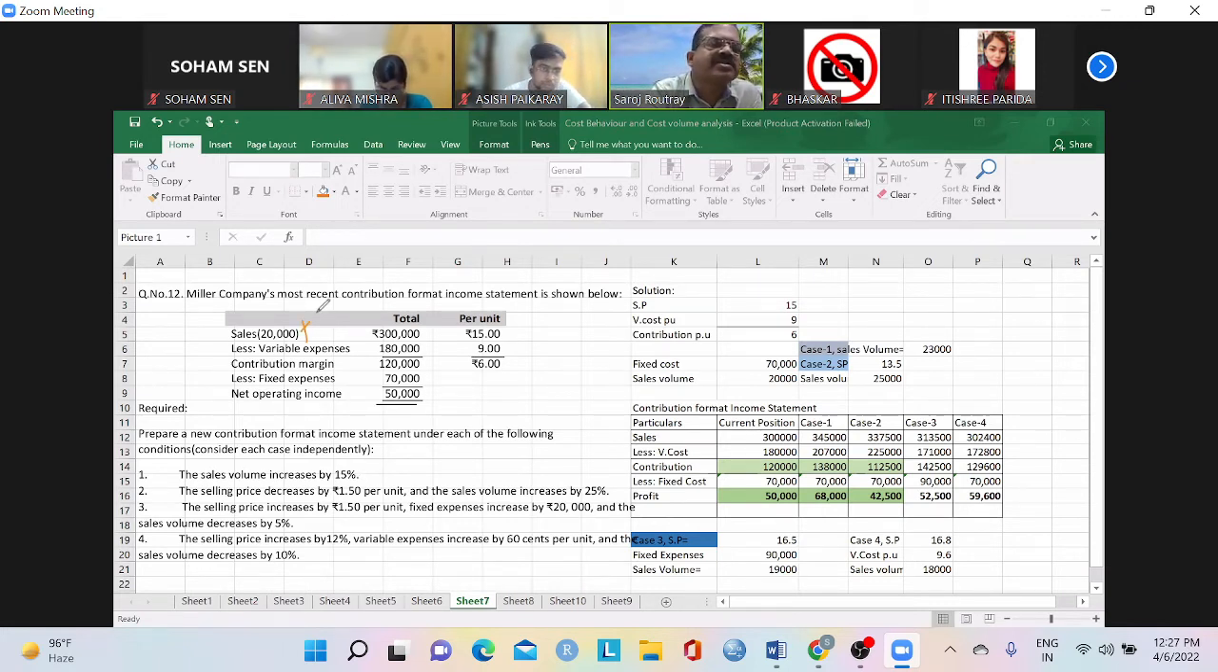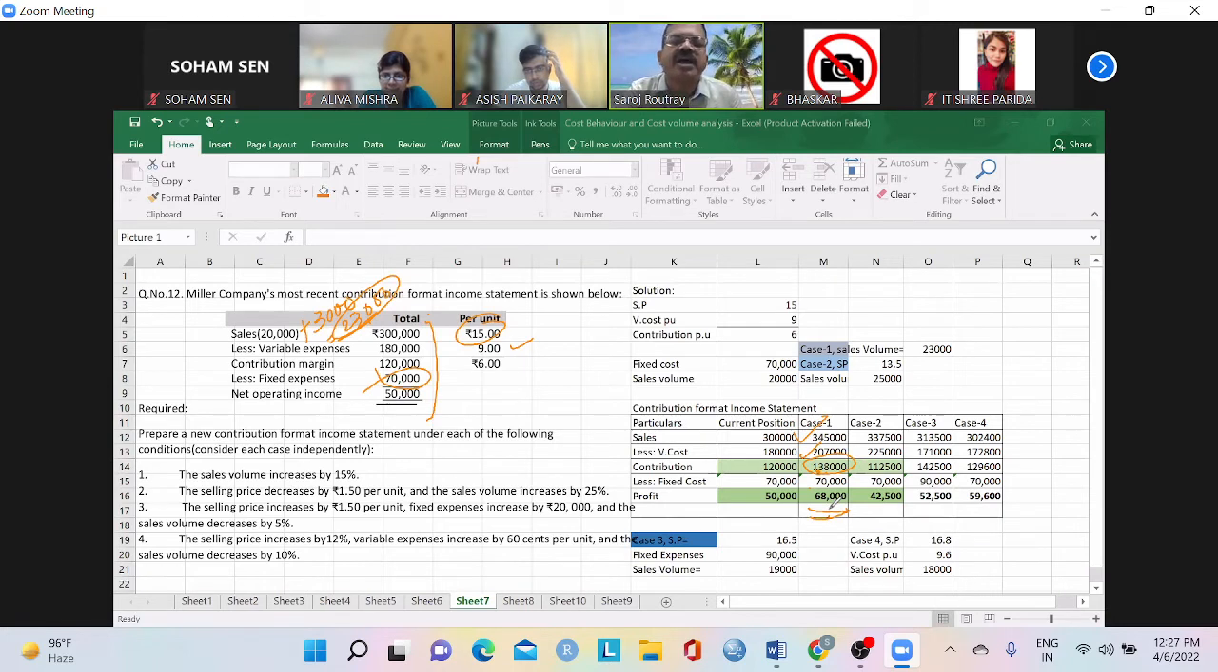20,000 plus 3,000, 23,000. Taking 23,000 into consideration, you will do the calculation. 23,000 into 15, that will come 3,45,000. 23,000 into 9, 2,07,000. This is the contribution, and from that contribution, if you deduct fixed cost, which more or less remains fixed, you get a profit. Your profit will increase by 18,000.